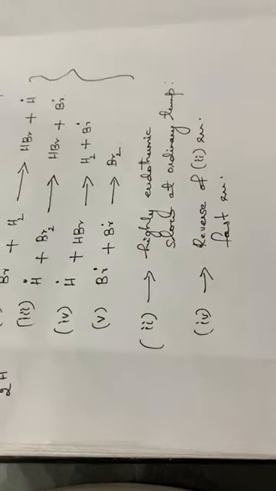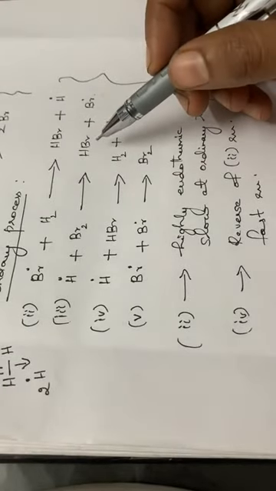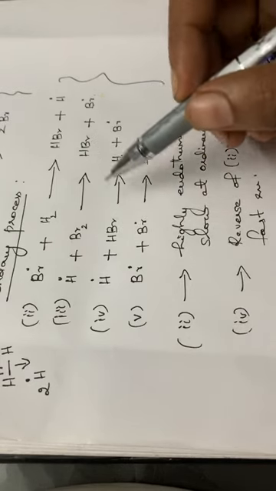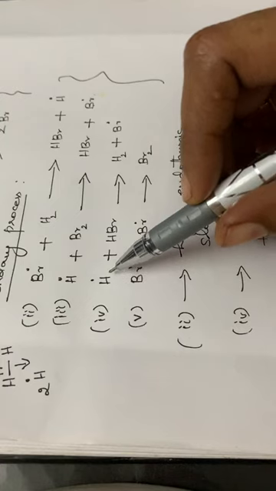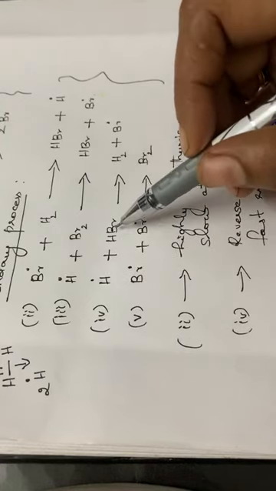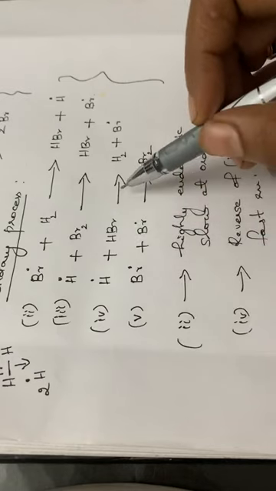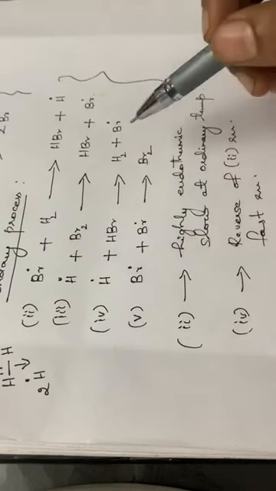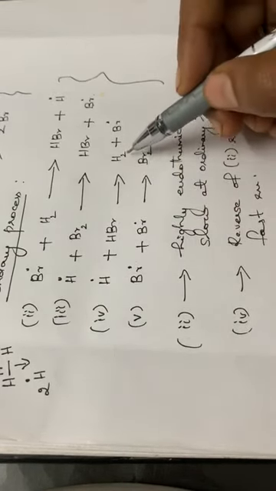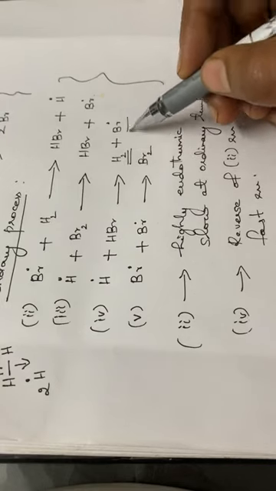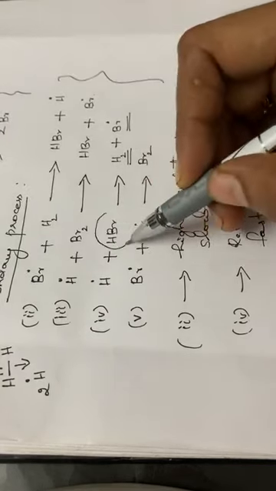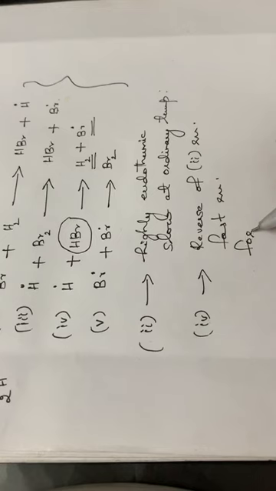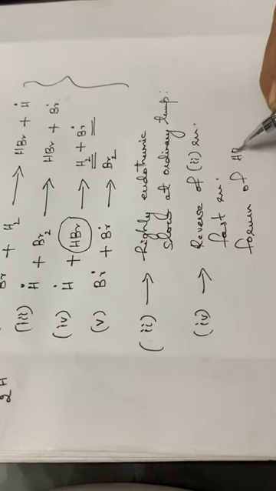And also in the fourth step, the formation of HBr is decreased, isn't it? HBr is formed in the third step, and in the fourth step that HBr is consumed by this H dot. So the formed HBr combines with another H dot to form H2 plus Br dot, that is, hydrogen molecule plus bromine radical. So the formation of HBr is decreased at this step. In the fourth step itself, the formation of HBr is decreased.